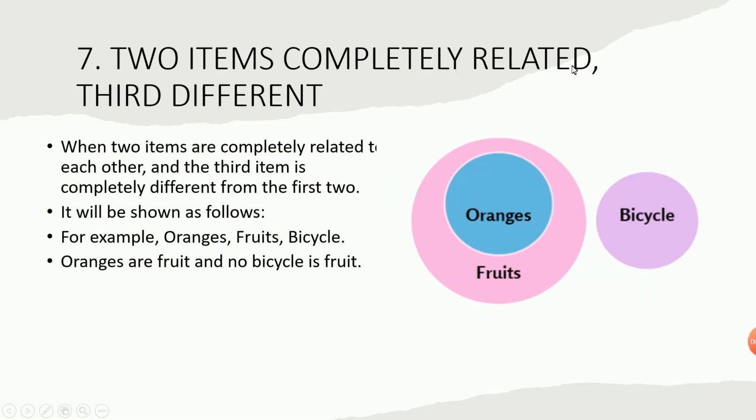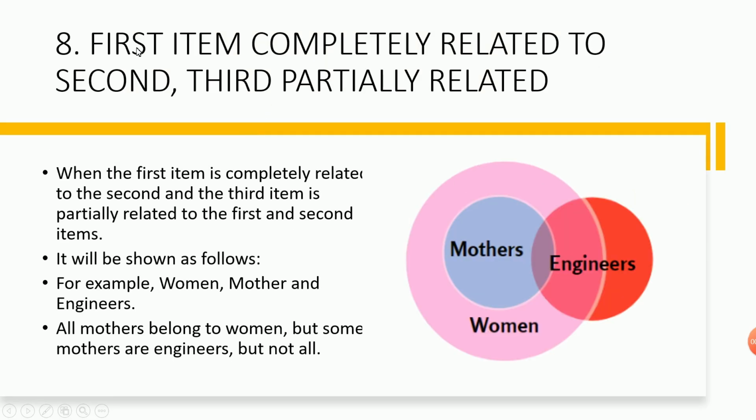Next, two items completely related, third different. See here, orange, fruits, bicycles. Oranges are fruits, they two are related, but bicycle does not come with the third one. So this is the two items completely related, third different.